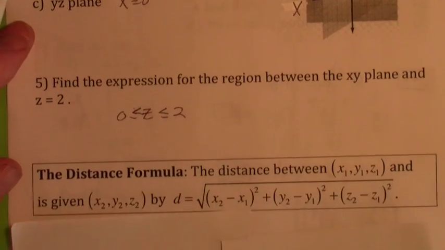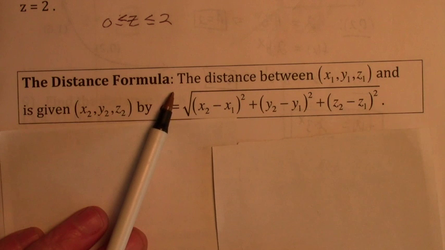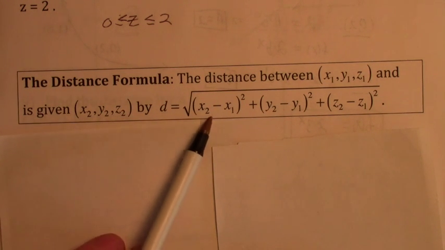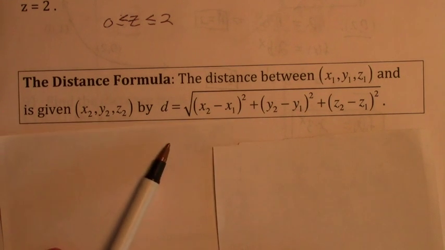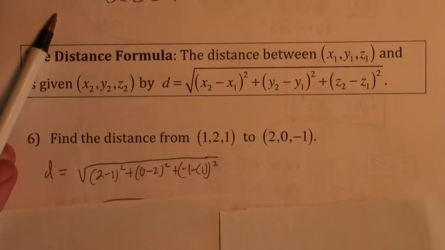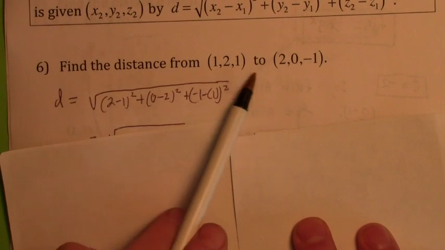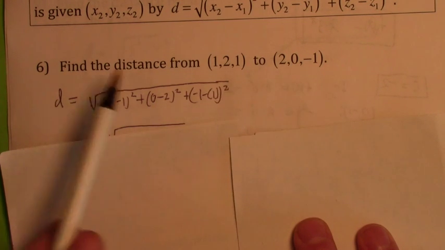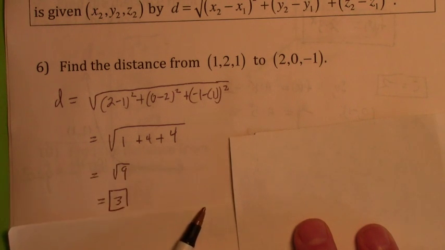The distance formula applies in three dimensions. So you can form the distance between 2 points in three dimensions by just taking the square root of the sum of the squares of the differences between the coordinates. So what would be the distance between these 2 points? Well, you just take 2 minus 1 squared plus 0 minus 2 squared plus negative 1 minus 1 squared. I believe you get square root of 9, which is 3.